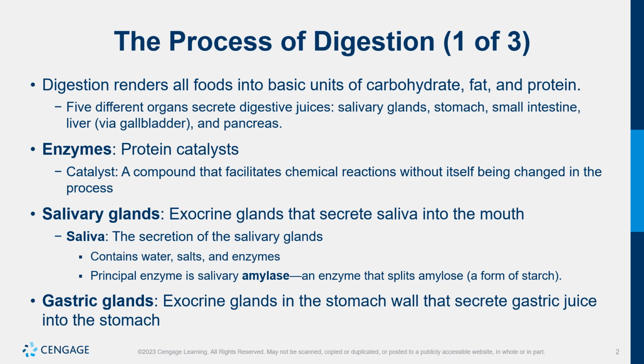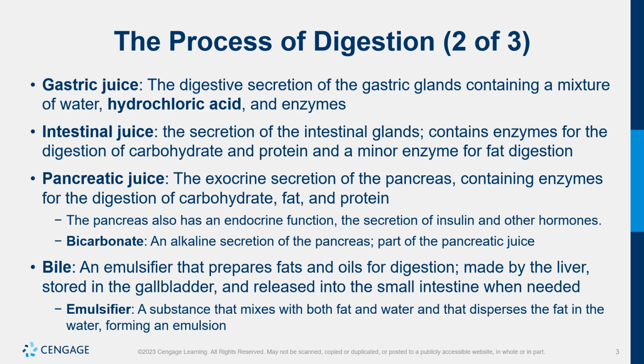Gastric glands are exocrine glands in the stomach wall that secrete gastric juice into the stomach. The gastric juices that are released into the stomach are essentially enzyme and acid. You may remember hearing that the stomach is very acidic. In fact, the stomach has an acidity of around 2, which is a very strong acid. So, the gastric juices, as we said, contain hydrochloric acid and enzymes. The enzyme is essentially pepsin, which works on breaking apart protein, and the hydrochloric acid also helps to unravel or denature the protein.